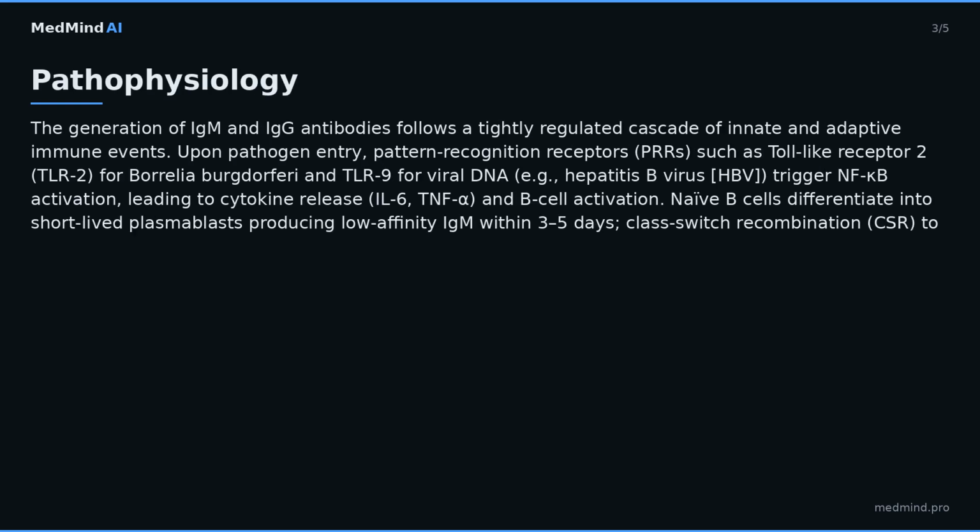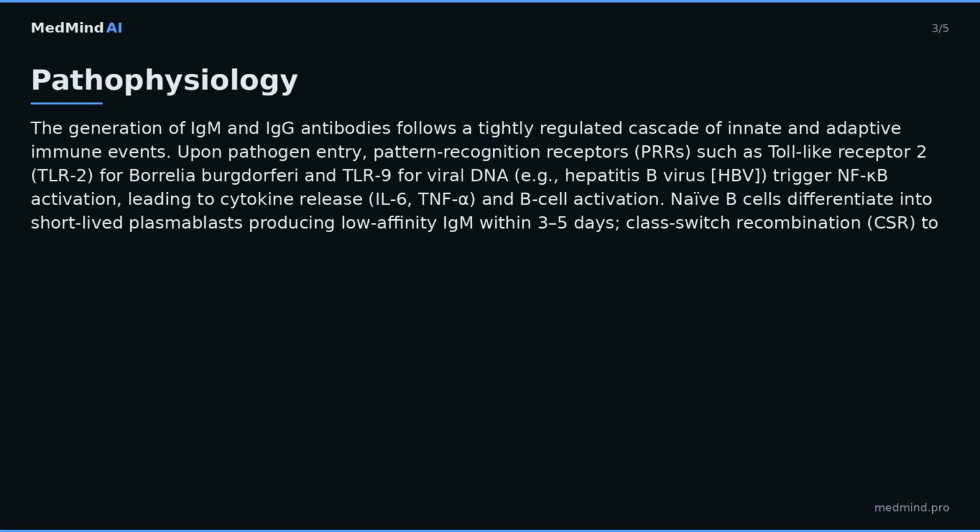Pathophysiology. The generation of IgM and IgG antibodies follows a tightly regulated cascade of innate and adaptive immune events. Upon pathogen entry, pattern recognition receptors, PRRs, such as toll-like receptor 2, TLR2, for Borrelia burgdorferi and TLR9 for viral DNA, e.g., hepatitis B virus, HBV, trigger NF-kappa B activation, leading to cytokine release, IL-6, TNF-alpha, and B-cell activation.